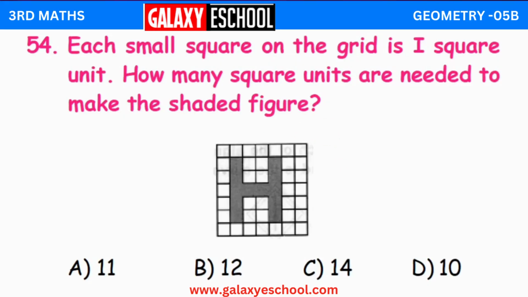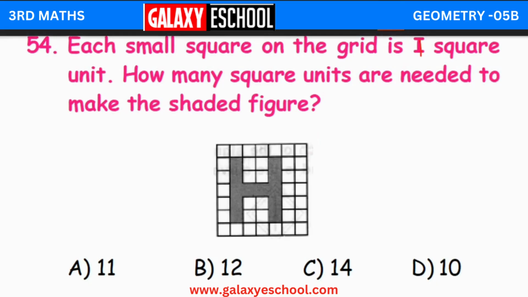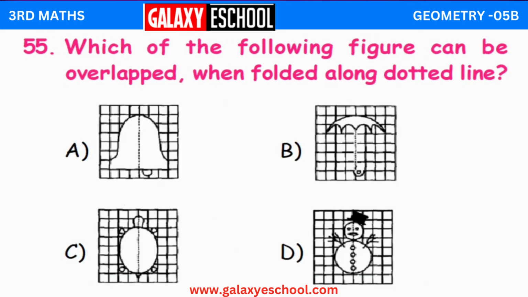Question 54. Each small square on the grid is one square unit. So how many square units are needed to make the shaded figure? What should we do? It is simply counting the number of squares. Yes, I am drawing lines like this. Now let us count: 1, 2, 3, 4, 5, 6, 7, 8, 9, 10, 11 and 12. So 12 square units are needed to make our shaded figure.